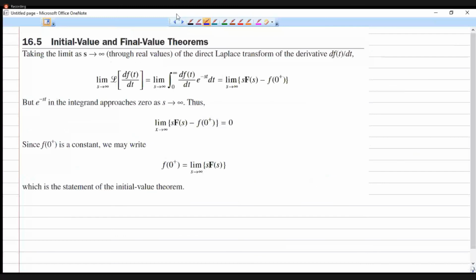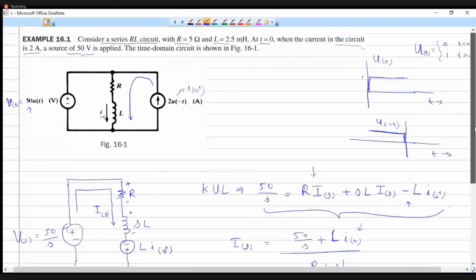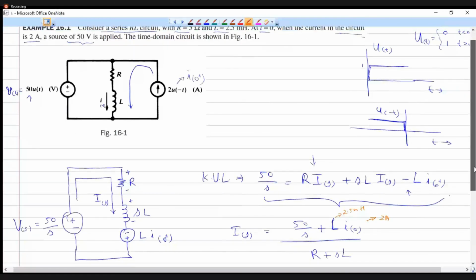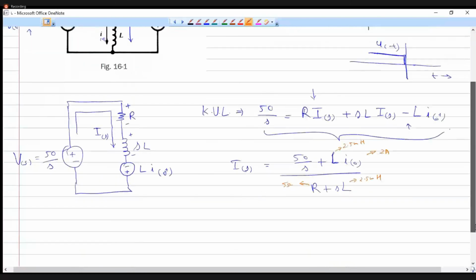So before that, can you find out what is I of S here? Substitute the values. L is equal to 2.5 millihenry, and I naught is given as 2 ampere, and R is given as 5 ohm here. So this is 5 ohm. Now how can I simplify this?